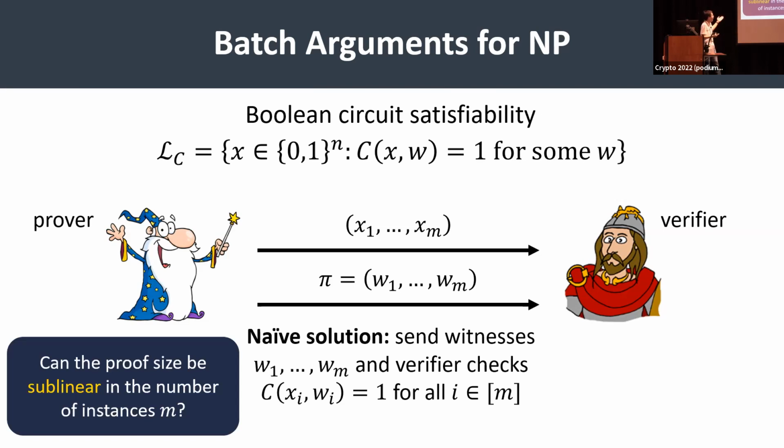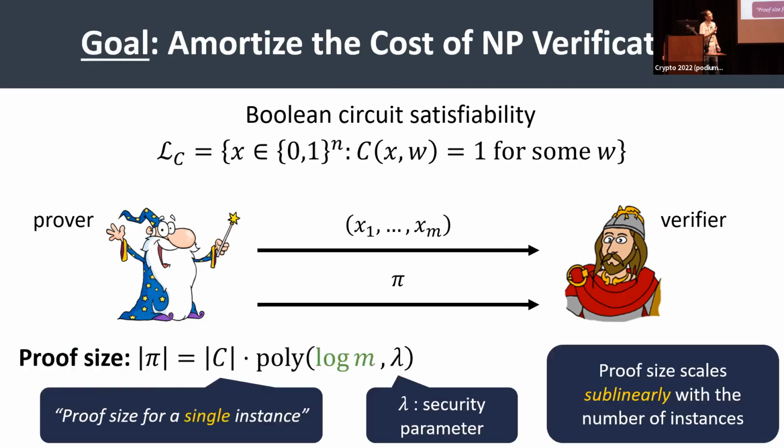Can we have the prover convince the verifier that all M statements are true with a proof whose size grows sublinearly in the number of instances? And can the running time of the verifier similarly be sublinear in the number of instances that it needs to check? This is the setting of a batch argument for NP. The goal is to amortize the cost of NP verification.